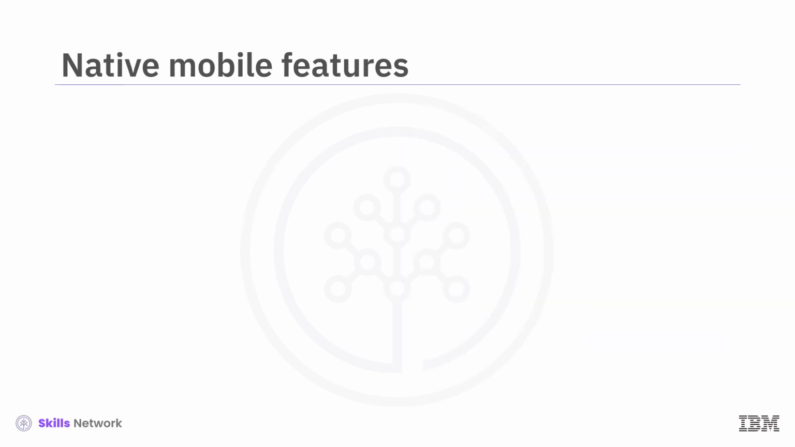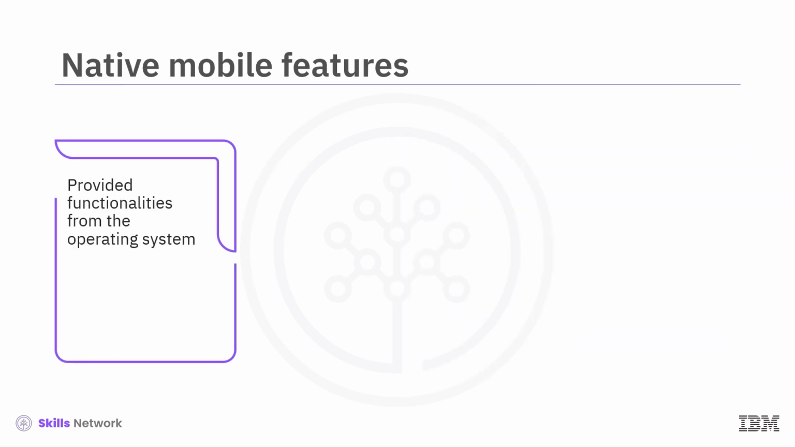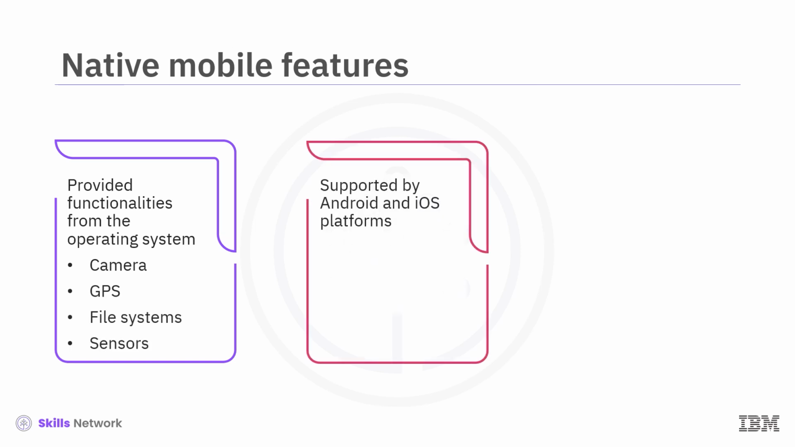Native mobile features are functionalities provided by the operating system, such as the camera, GPS, file system, and sensors. These features are supported by platforms such as Android or iOS and provide a richer user experience by using the hardware and software capabilities of devices.